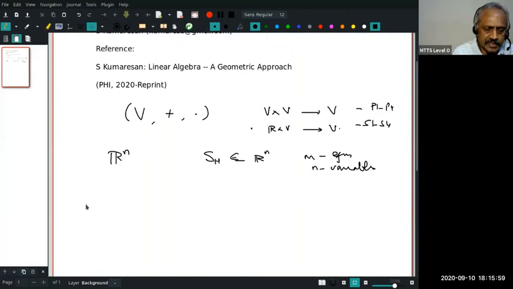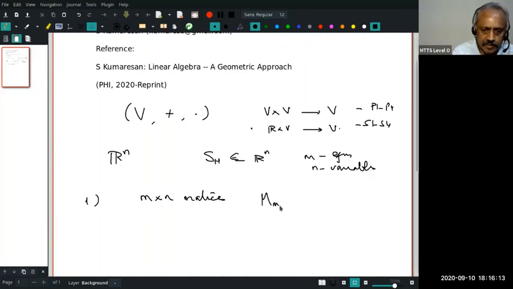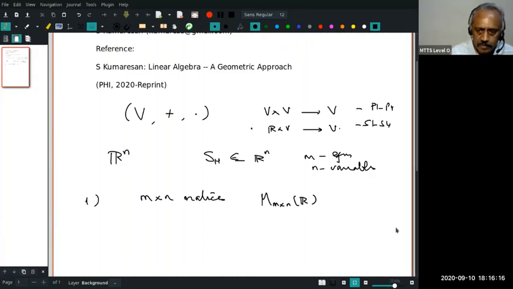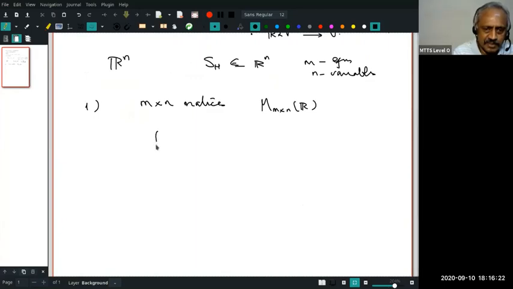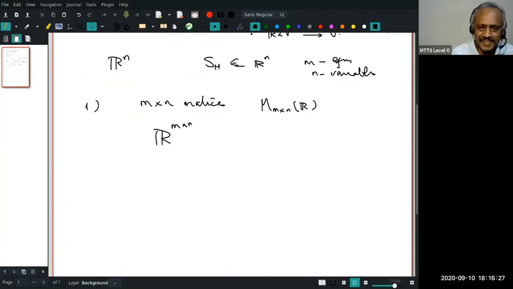Now one of the most important examples is the set of matrices of size m cross n with real entries. We will denote it by M m cross n of R, but as my friend Professor Vikas Bisht would write, which is a very nice notation, this is R^(m×n). I like it. What does that mean? It's all m cross n matrices with real entries. That's it.